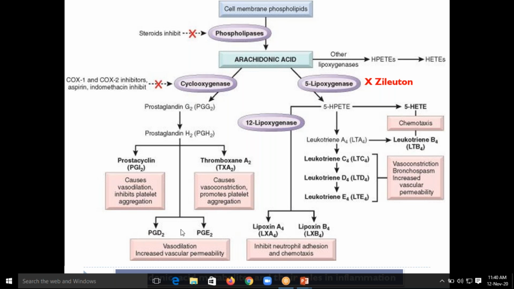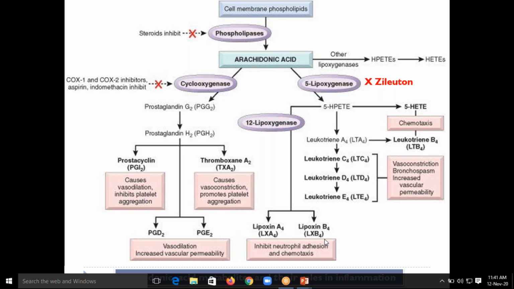Prostaglandin H2, from H2 we get two more entities, prostaglandin D2 and prostaglandin E2, so they cause vasodilatation and increased vascular permeability. And from hydroxyeicosatetraenoic acid, we get two more, the lipoxins, with the help of the enzyme 12-lipoxygenase. That's lipoxin A4 and lipoxin B4, which inhibit neutrophil adhesion and chemotaxis.